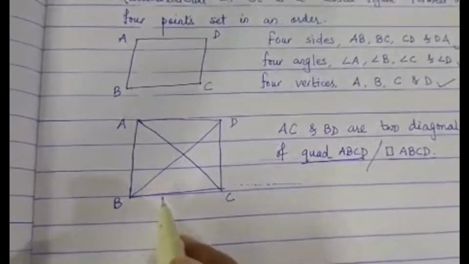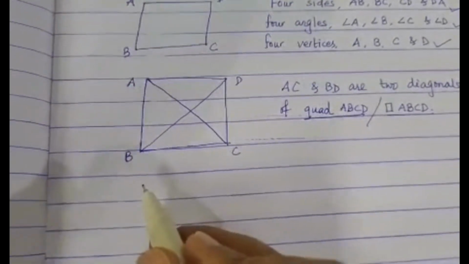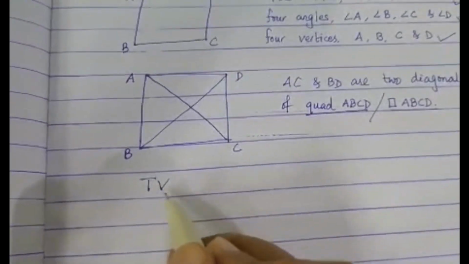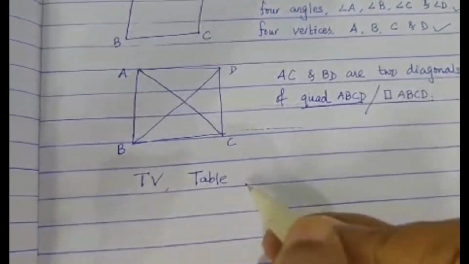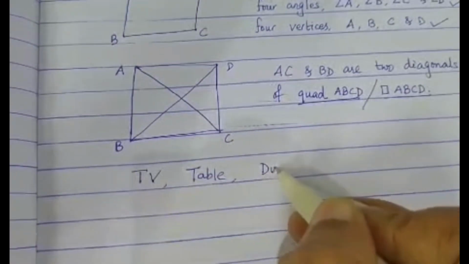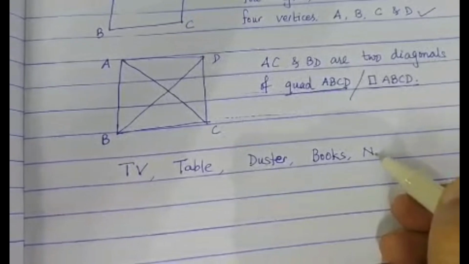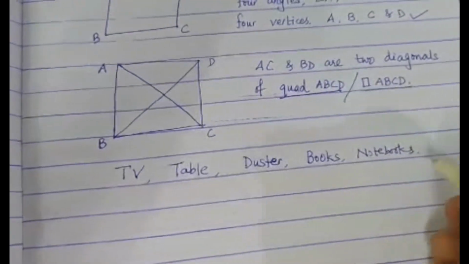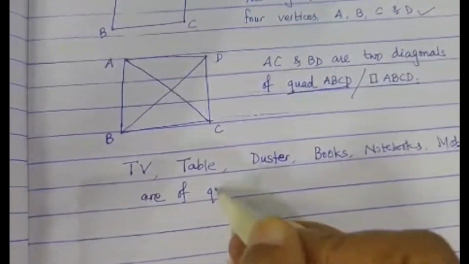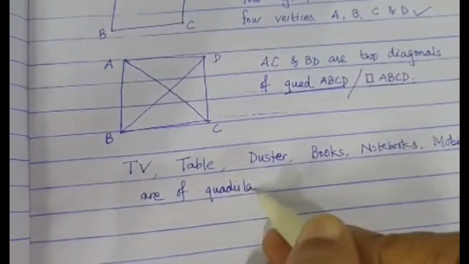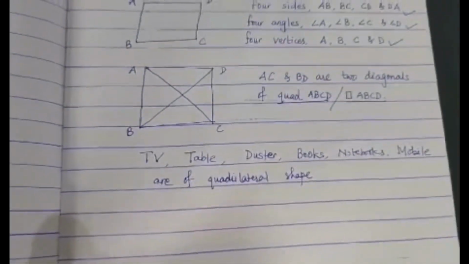Now the point is, why are we going to study quadrilaterals? If you look at your daily life, you will see so many things. Your TV is of quadrilateral shape. Your table, whether it's your study table or your dining table, is a quadrilateral shape. The duster is also a quadrilateral shape. Your books, notebooks, even your mobile phone, all are of quadrilateral shape. That is why we need to study quadrilaterals.